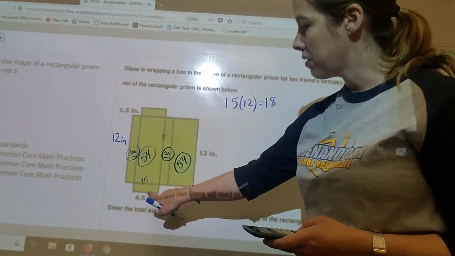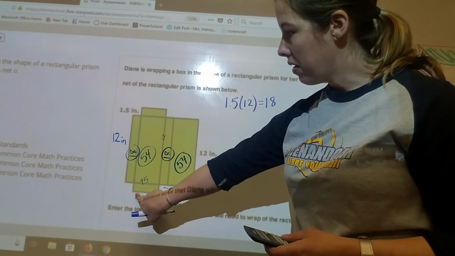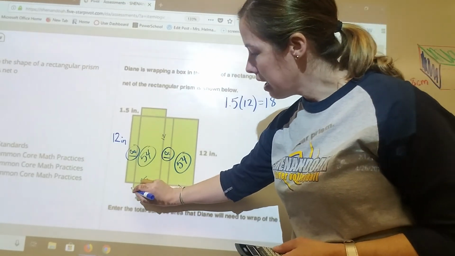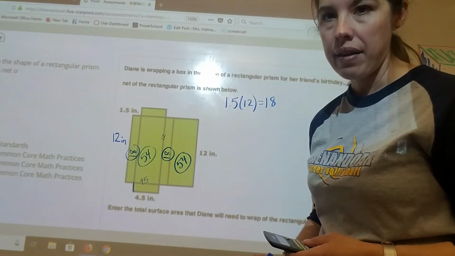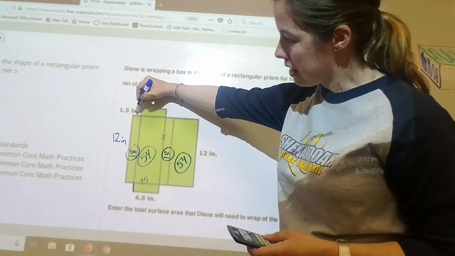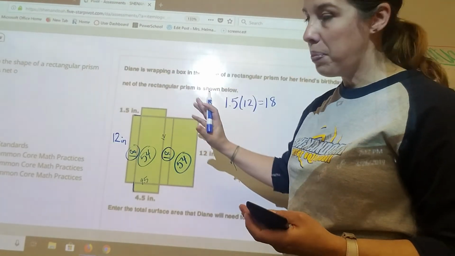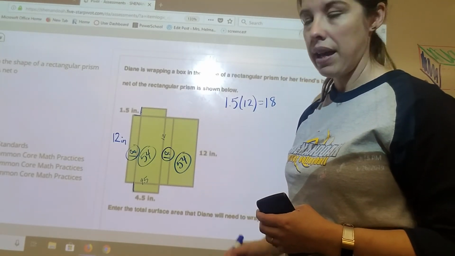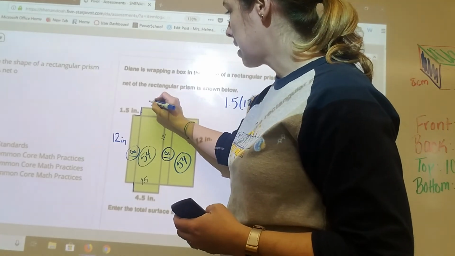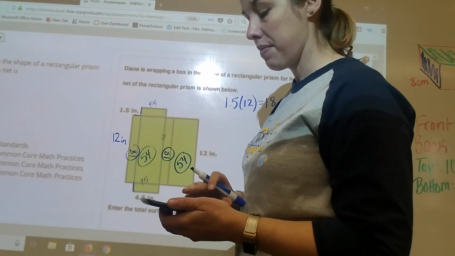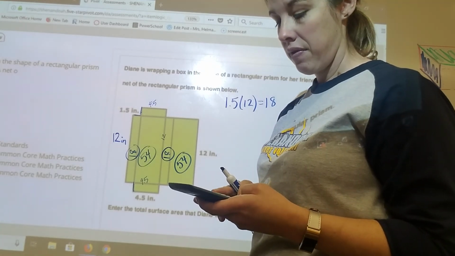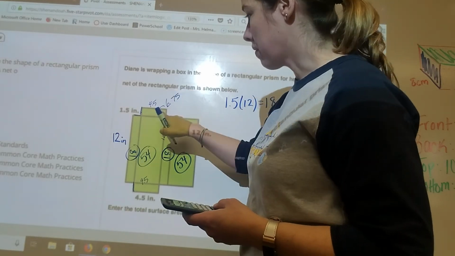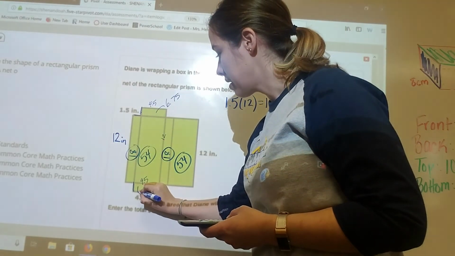Okay, now let's do our little side rectangles. So we know here that our length is 4.5, but we got to figure out our width right there. Well, if you look up here, this is 1.5. Well, when you put your net together, these two go together. So that means this is 1.5. Okay? So now to find the area, we're going to take 4.5 times 1.5. And you get 6.75. So if this is 6.75, guess what? This is 6.75.